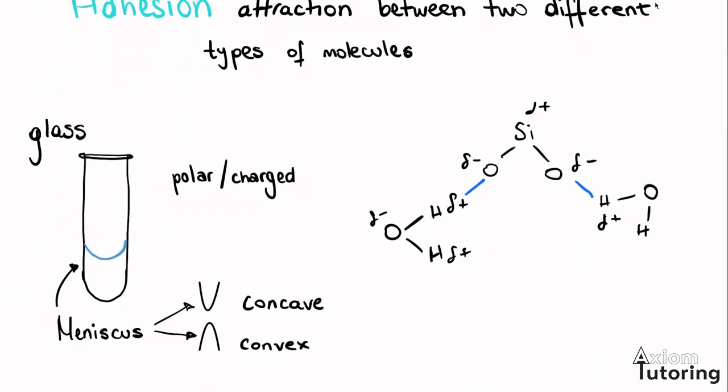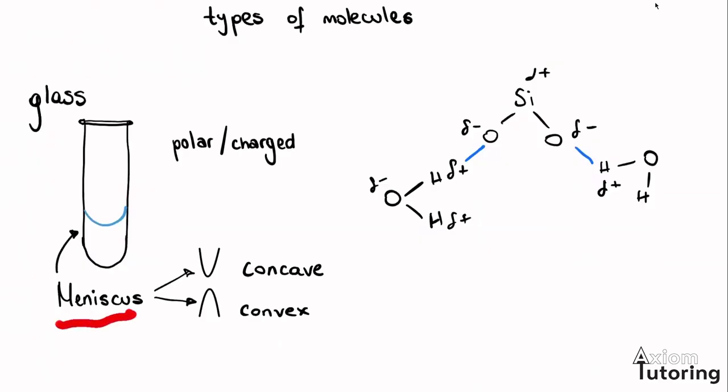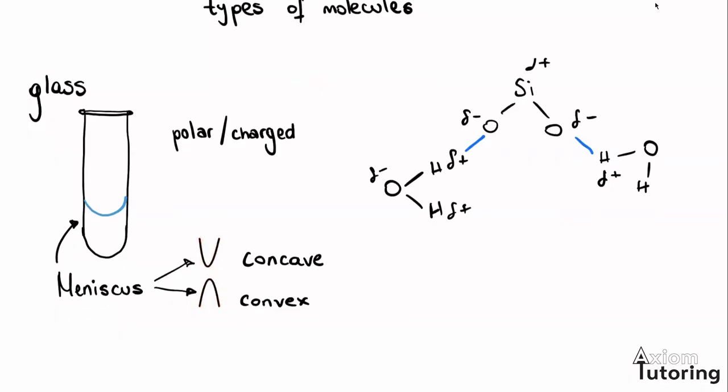And this is because glass is made up of silica and oxygen. Oxygen is negatively charged and is attracted to the partially positive hydrogen in water, and it causes water to stick to the glass. There are two different types of meniscus. They can be either concave or convex, and the shape of the meniscus depends on its attraction to either the air within the test tube or what the test tube is made of.